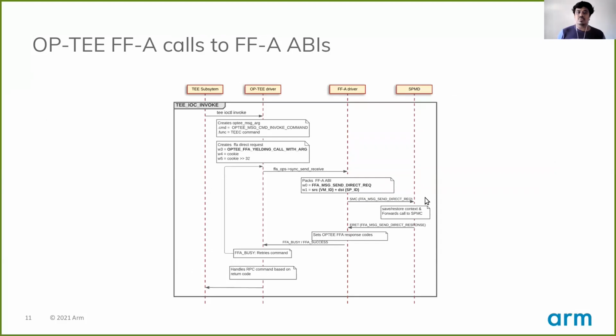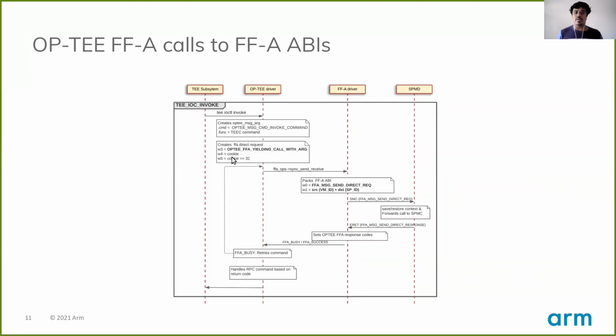Here in this diagram, it shows the flow of the OPTEE FFA call from the T subsystem to the SPMD layer. So you can see TIOC invoke is a generic command which is widely used. Here, the T command holds the command that needs to be passed to the OPTEE. It could be a login, or it could be open session, or it could be a socket related API. And this is packed in an OPTEE message, and later on the OPTEE driver assigns OPTEE FFA yielding call with arguments, and it adds the cookie.